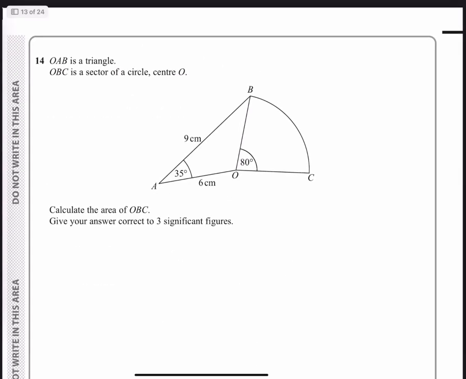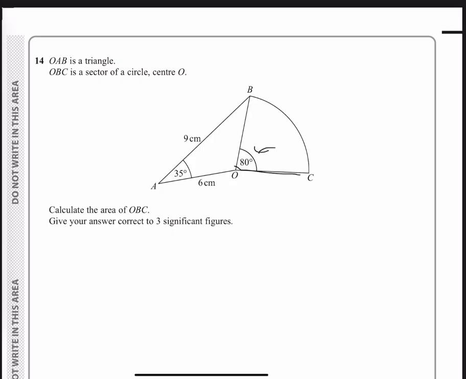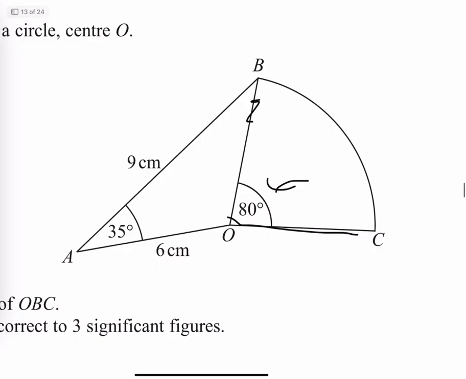Okay, calculate the area of OBC. Okay, easy. So we need to get the radius, and then we just take a proportion of the full circle. So how are we going to do that? Okay, so many ways to do it. Many tempting ways to do it. Yes, we're going to have to use the cosine rule to find out the radius.